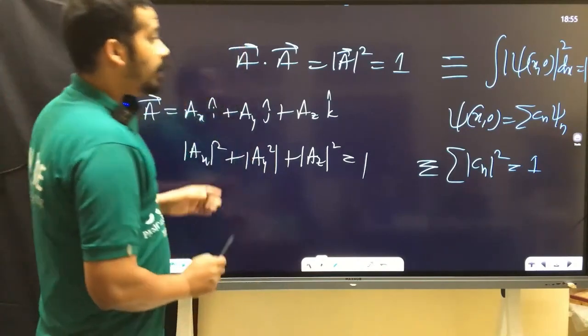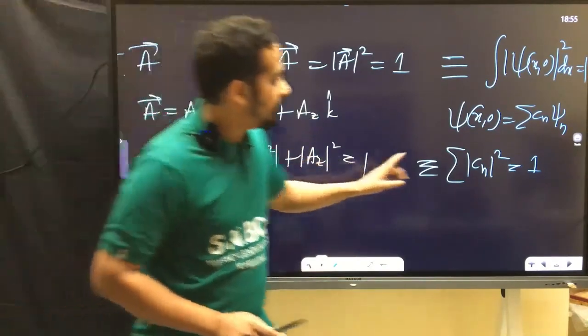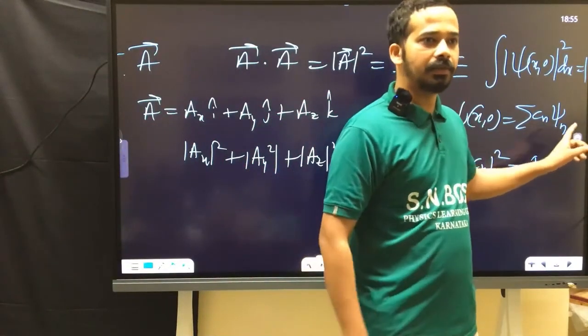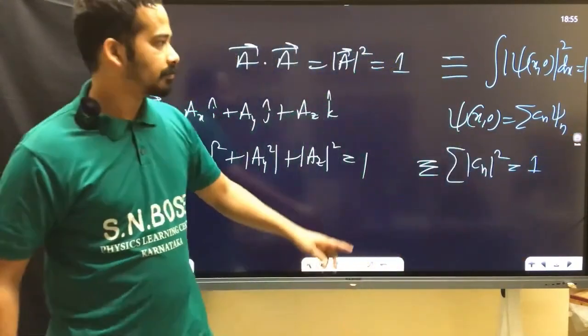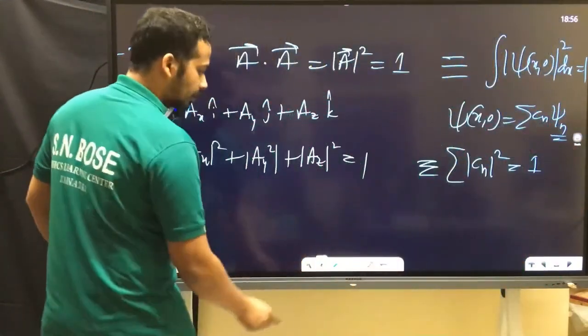But remember, this is only possible when i cap, j cap, k cap are unit vectors. It's only possible when these are individually normalized. Normalized means, in the linear algebra sense, unit vectors. Be careful here. You should have kept the normalized eigenvector there.